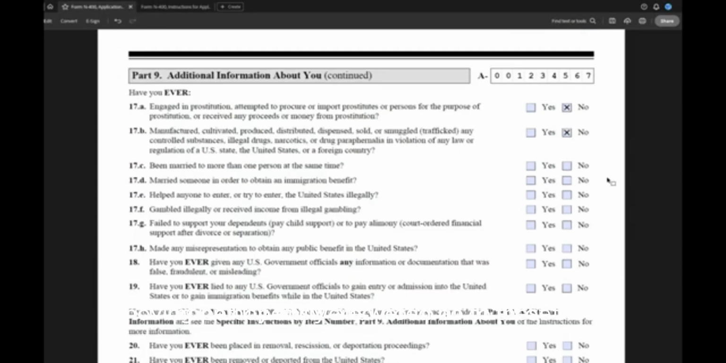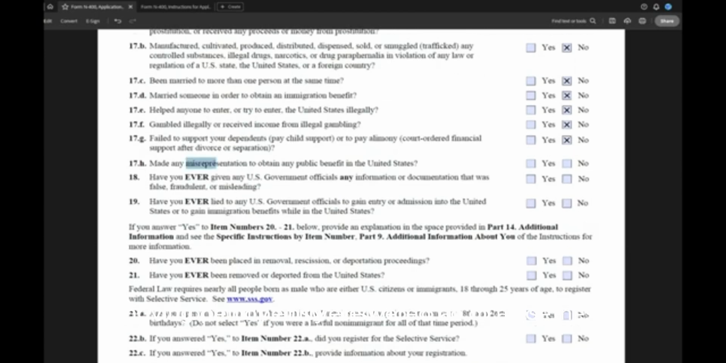Moving on, hopefully you answered no to all of these. When it comes to misrepresentation, this means if you have ever included false information on your prior applications, so this is what it means, benefit in the United States. It's asking about prior visa applications, immigration forms, anything like that that you filled out.